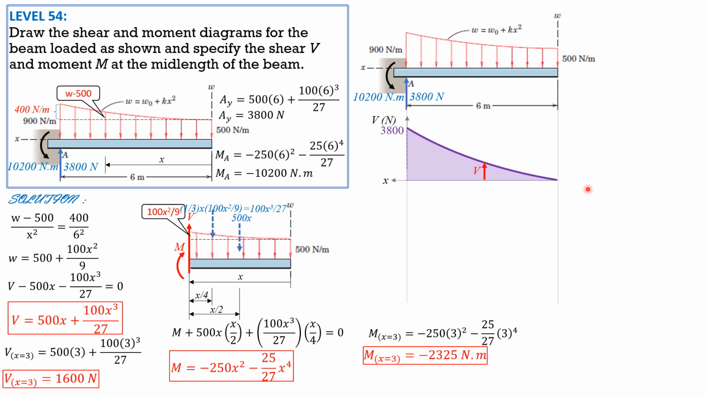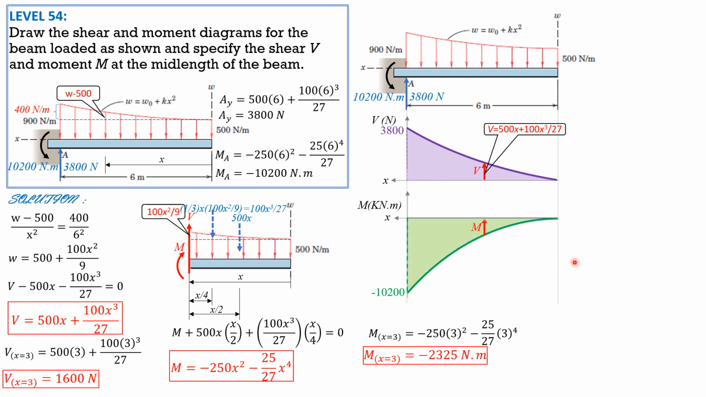For the moment diagram, by the way, the value of the shear in general is given by 500x plus 100x cubed over 27. For the moment diagram, beginning with negative 10,200 here, and since this is positive, so positive decreasing, it looks like that. And the moment is given by negative 250x squared minus 25 over 27 x to the 4th. So that's it for this problem.